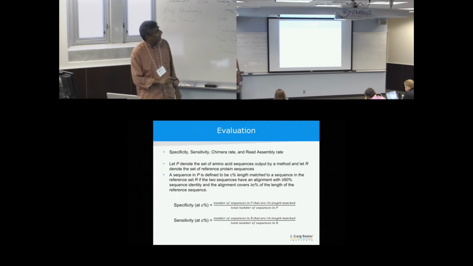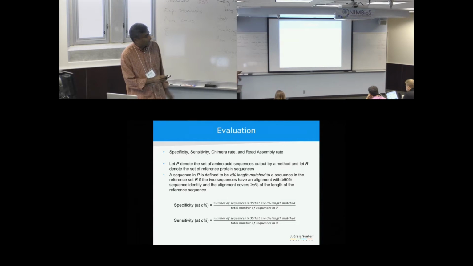Again, just setting the stage for evaluation, we use different measures: specificity and sensitivity, which are defined using this notion of a length match. If P is the set of all the amino acid sequences or paths that are output by a particular method, either by SPA or by the nucleotide assembly-based method, and R is your reference protein sequence, then you can define specificity and sensitivity using this notion of a length match. It's not very different from the standard definition, except that we have this length match component in here.